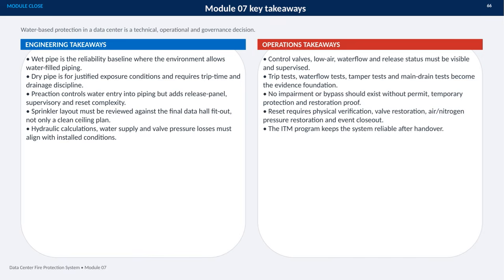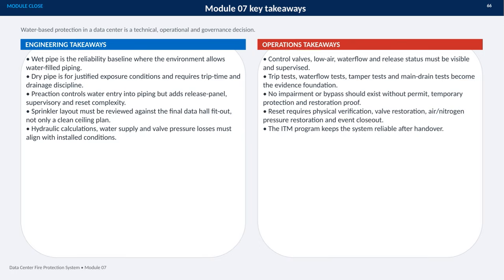The system also has to match the real facility. Sprinkler layouts should be reviewed against the final data hall fit-out, not just a clean ceiling plan. Hydraulic calculations, water supply, and valve pressure losses must reflect installed conditions. Operationally, control valves, low air, water flow, and release status need to be visible and supervised. Trip, water flow, tamper, and main drain tests provide the evidence that the system works.